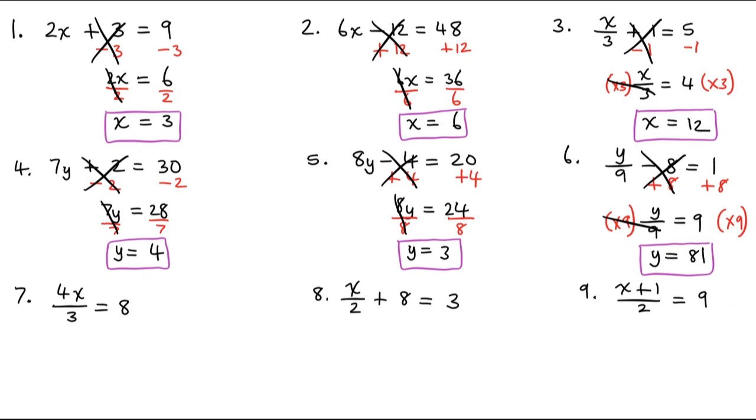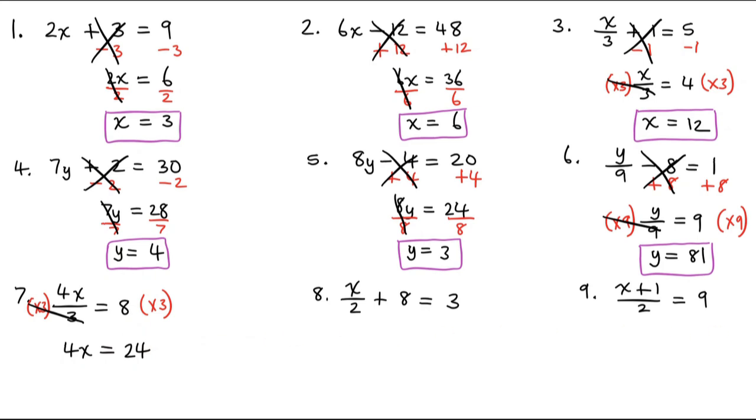Okay, question number 7. We've got 4x divided by 3 equals 8. The first thing I want to do is get rid of this 3 in the denominator. So instead of dividing by 3, I need to do the opposite, which is multiply by 3. So I need to multiply the left by 3 and the right by 3. On the left, the 3's will just cancel, so all we're left with is 4x. And on the right, 8 times 3 is 24.